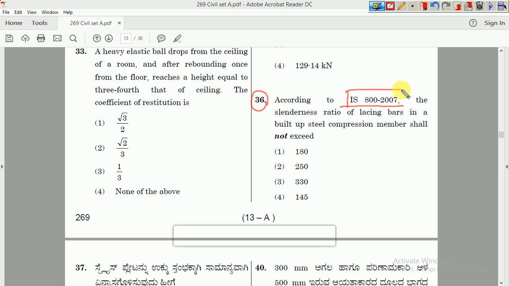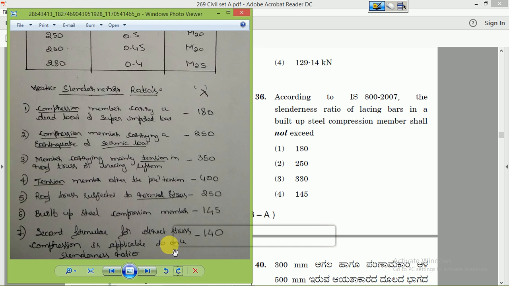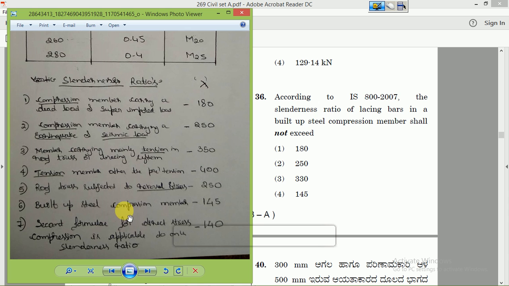Again, what about this question? As per IS 800-2007, the slenderness ratio for lacing bars of the built up steel compression member shall not exceed. Okay, again code book. I'll just show you a chart. Okay, so this is the chart. Just pause the video and copy these things. At least one question will come from this chart also. According to the question, they are asking about lacing bars, and here, built up steel members.